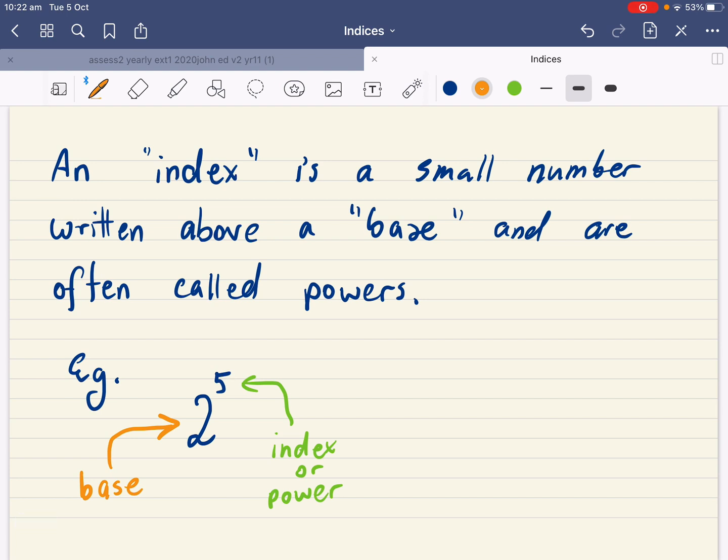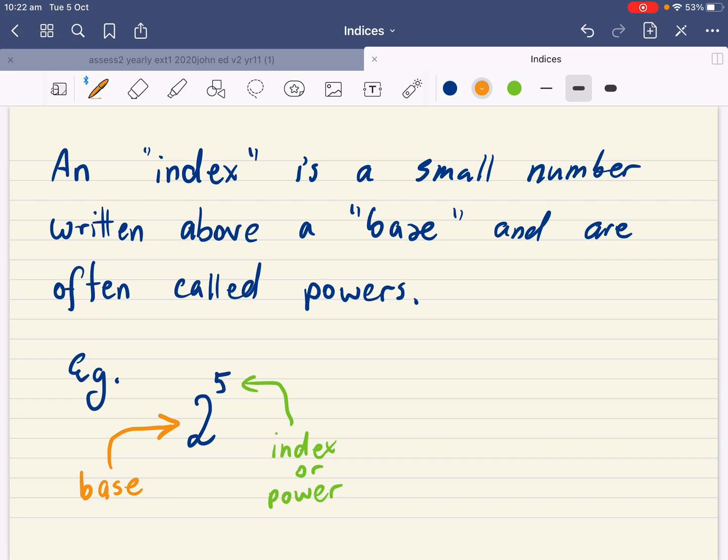We do have some more notes we need to get into our book. So definitely pause the video at this point and get everything on this page also copied into your book, just below the previous stuff from the other page. An index is a small number written above a base and are often called powers. So if we look at the example here, 2 to the power of 5, right? That's how it's often spoken.